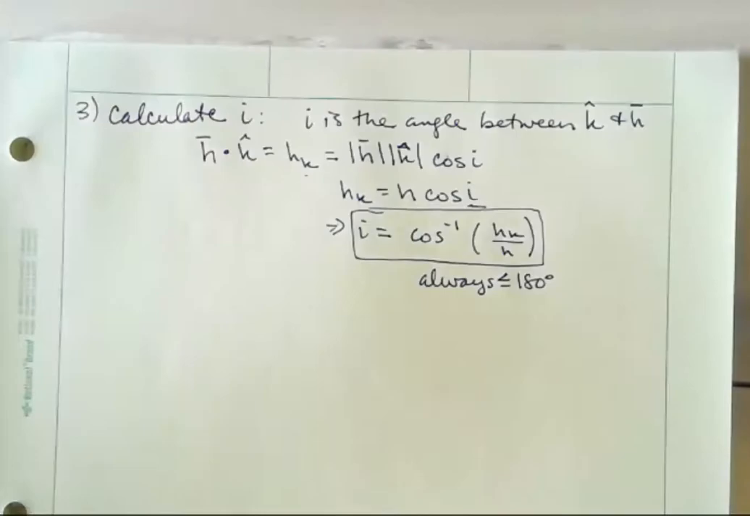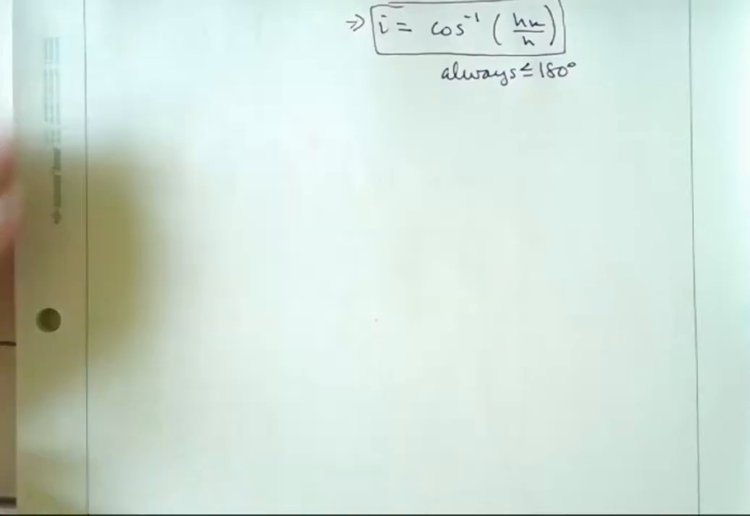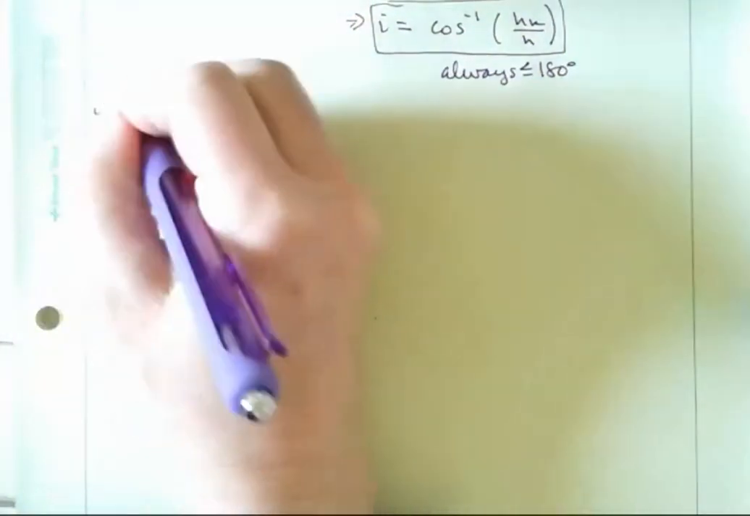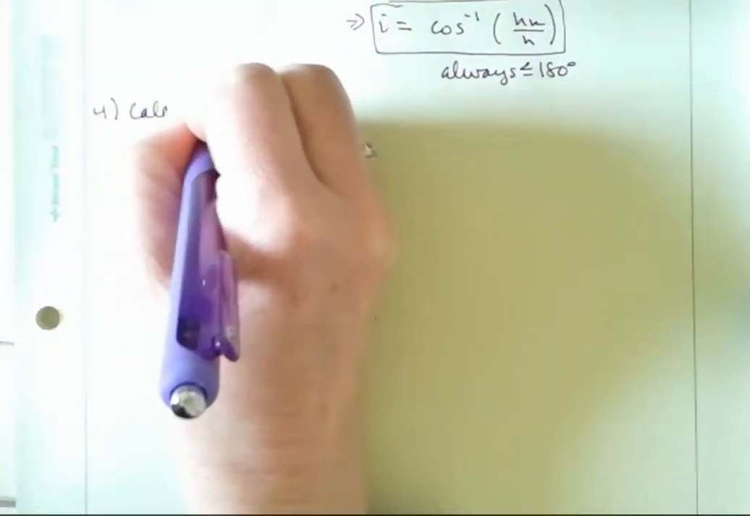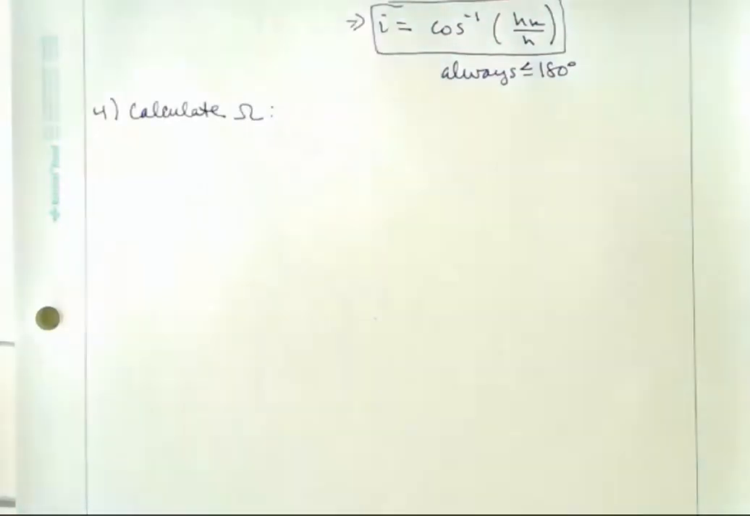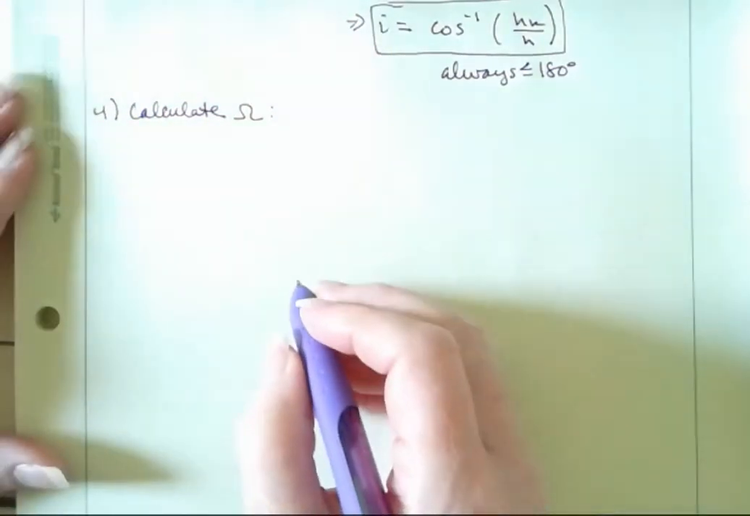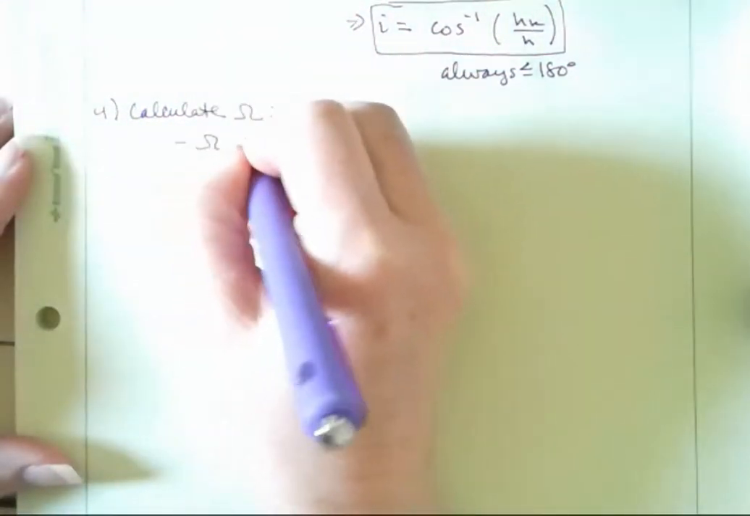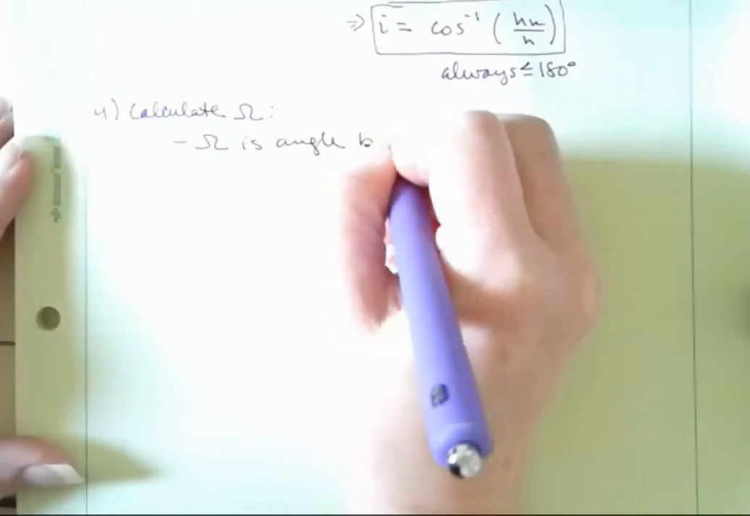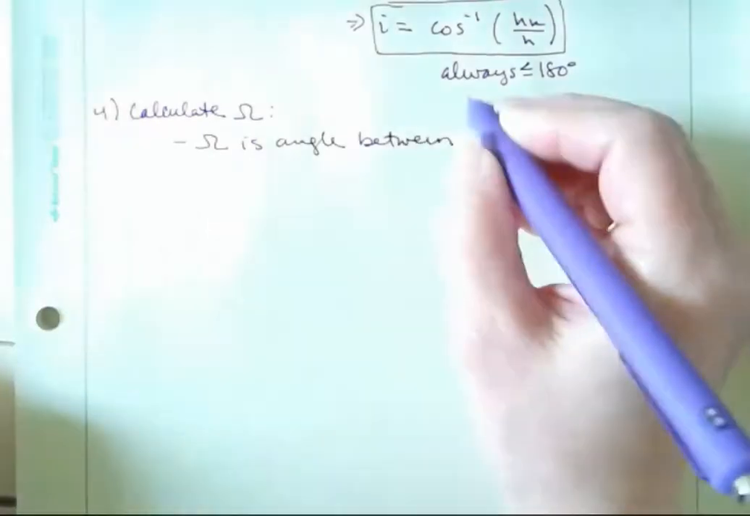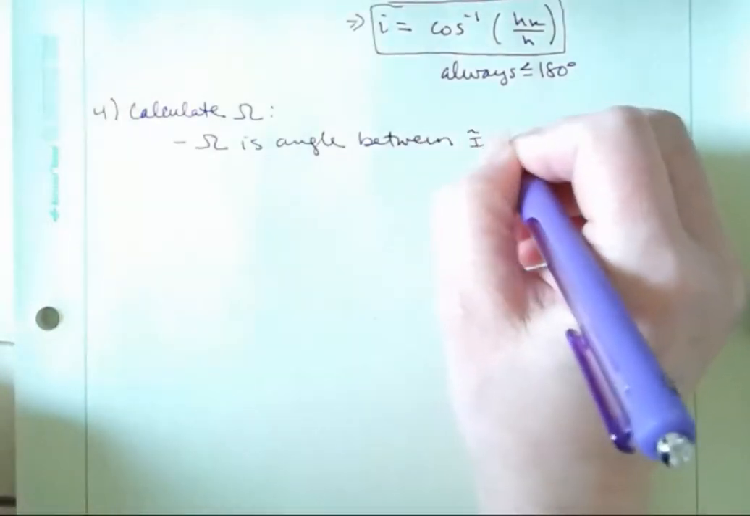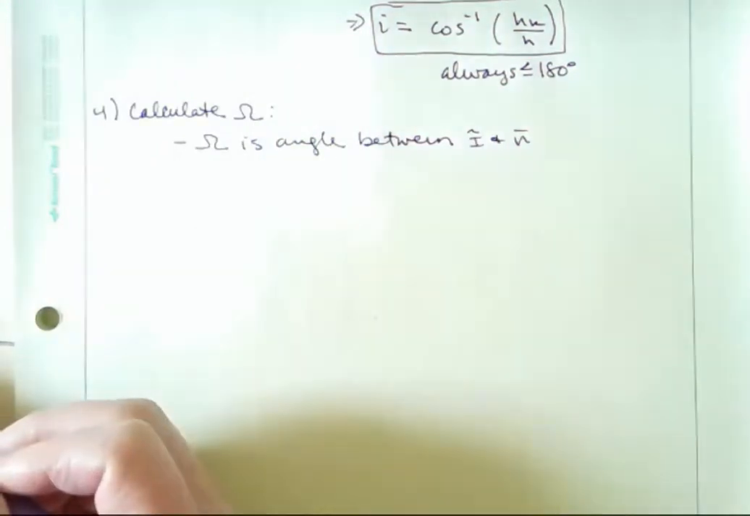All right, 3 more of these to do. Okay. So step 4 that you're going to do will be to calculate the capital omega. Remember, capital omega is just the angle between I and that node vector. All right, so we have that.